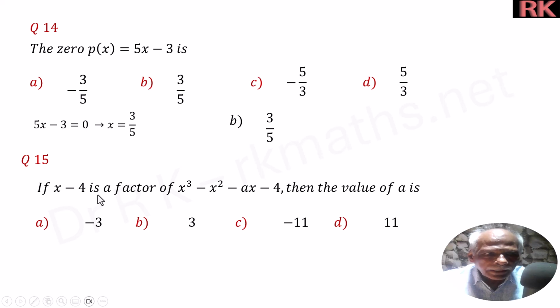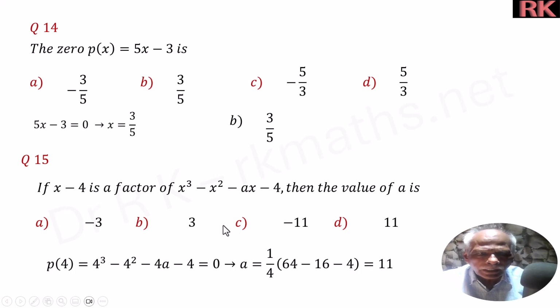The last question: if x − 4 is a factor of x³ − x² − ax − 4, then the value of a is, options are given here. x − 4 is a factor, therefore p(4) should be equal to 0. Substitute x is equal to 4 in the polynomial: 4³ − 4² − 4a − 4 is equal to 0. Therefore, a is equal to, rearrange, 1 by 4 times (64 − 16 − 4), 4³ is 64, 4² is 16, minus 4. Therefore, this is 44 by 4 is 11. So, a is equal to 11 is the answer.